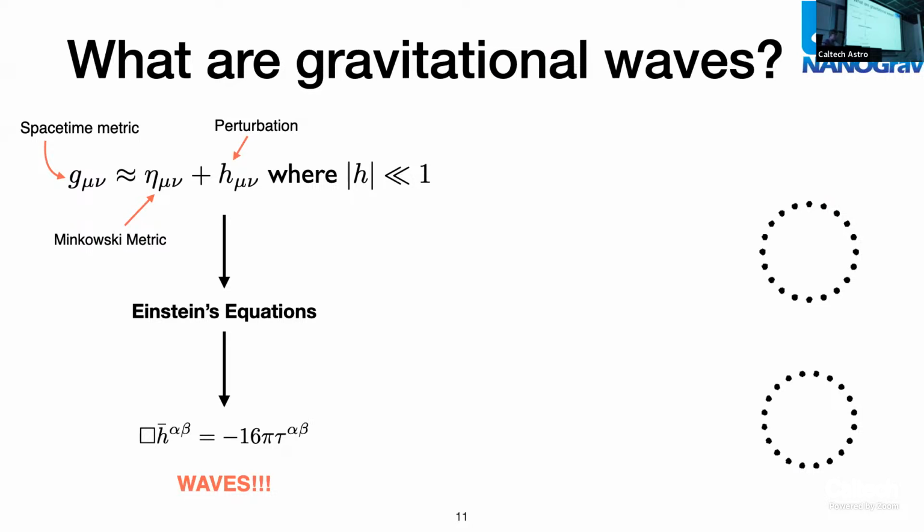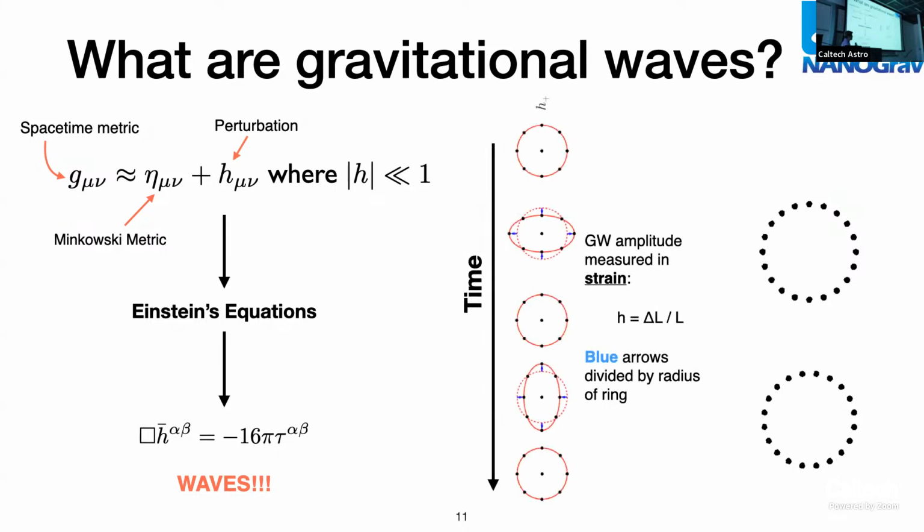So great, they're waves. What do they actually do when they pass by us? These things propagate at the speed of light, which means that their effect is transverse to their direction of propagation. So if you have a gravitational wave propagating into the screen here, and you have a ring of test masses, then that ring of test masses, as you move through time, will get squeezed in one direction, elongated in another, return to its original form, and then do the same thing in the perpendicular direction. The gravitational wave amplitude itself is measured in strain, the change in length divided by the original unstretched length.